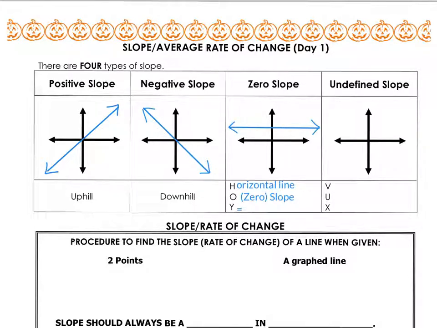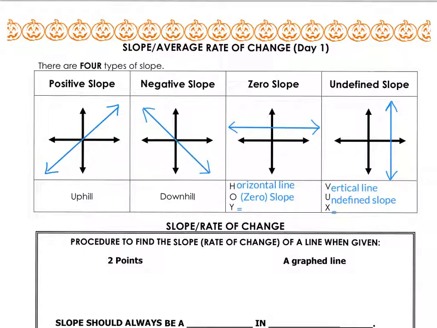And lastly, we have a vertical line, so that means the VUX at the bottom stands for a vertical line with an undefined slope, and it's always in the form of x equals, and it might look something like this. Now remember that these lines can be shifted around, but positive will generally always look like this, though it might be moved up or down or left or right, and so on for each of them.